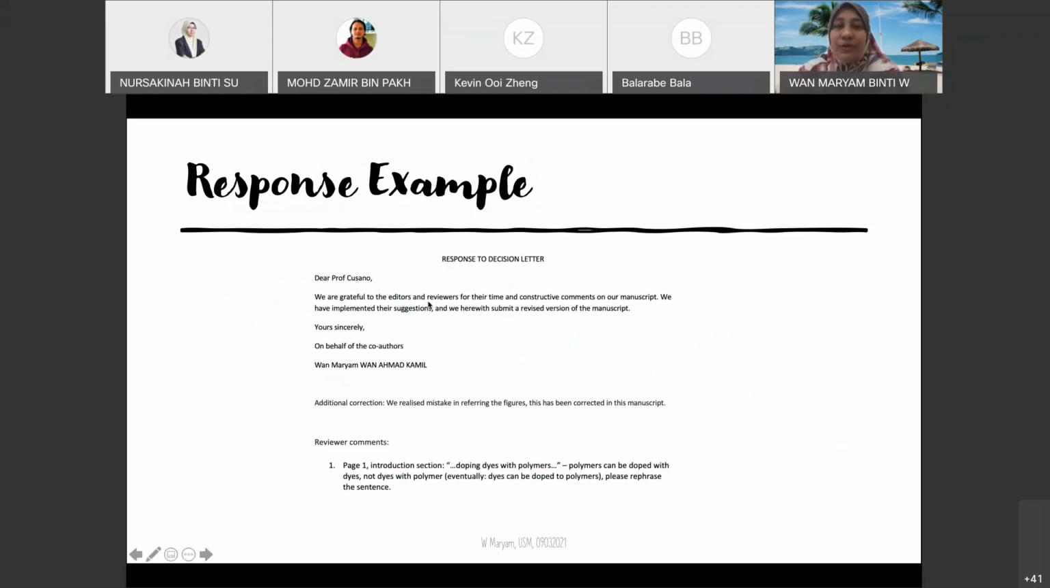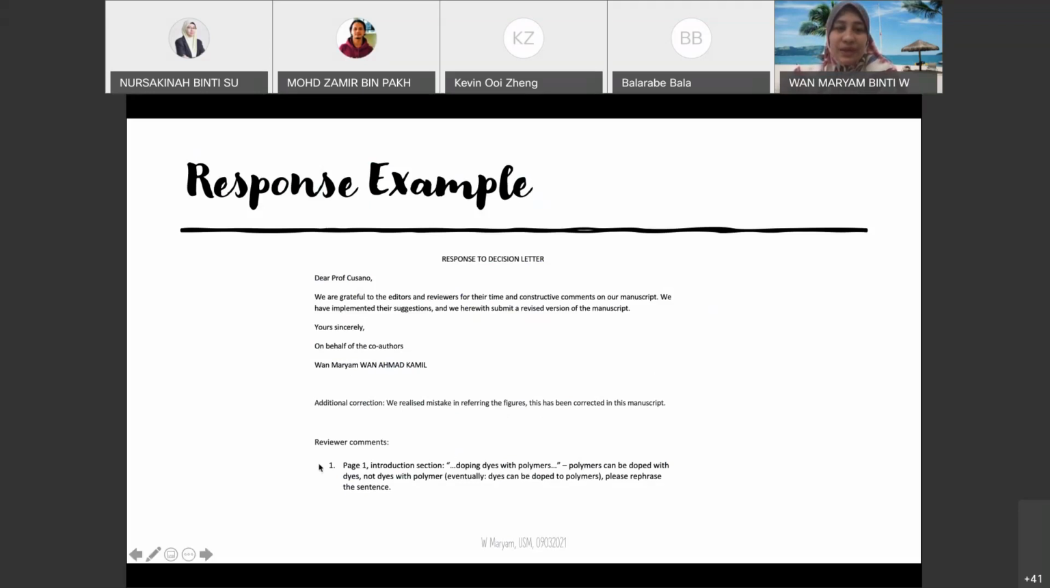We are grateful to the editors and reviewers for their time and constructive comments on our manuscript. We have implemented their suggestions and therefore revised another version of the manuscript. I am writing on behalf of all the co-authors because I'm the corresponding author. If you have any additional comment or correction that is not mentioned by the reviewers, you can add that here. In my case, I realized there was a mistake in referring to one of the figures, so I mentioned here that this has been corrected in the manuscript.